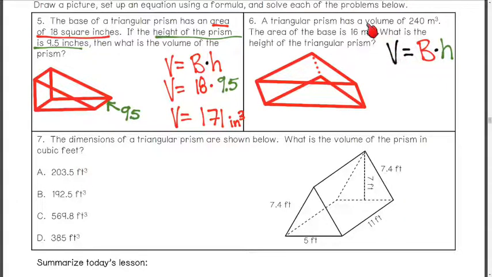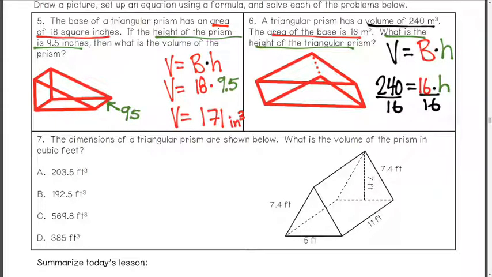Up here it said volume was 240 meters cubed, so I would just write 240. And that equals the base, and the area of the base is 16, so I write 16. Then it asks, what's the height of the triangular prism? That tells me that the height, we don't know it, so times h. And then that's just simple solving equations. I would divide both sides by 16, and I would get a grand total of height equals 15 meters.